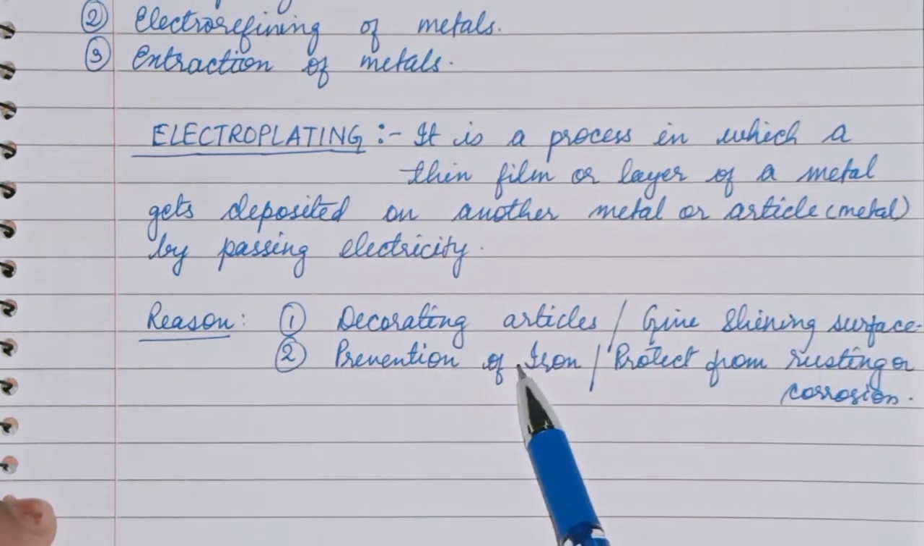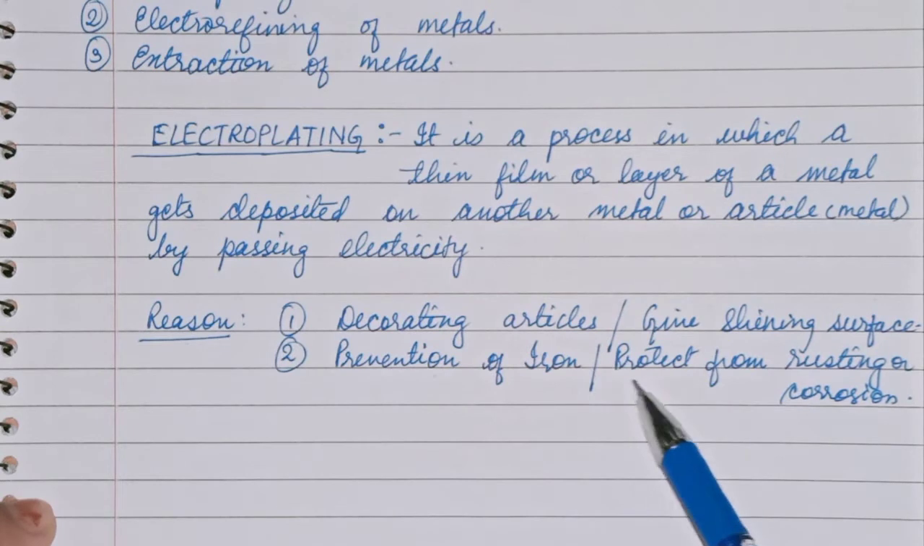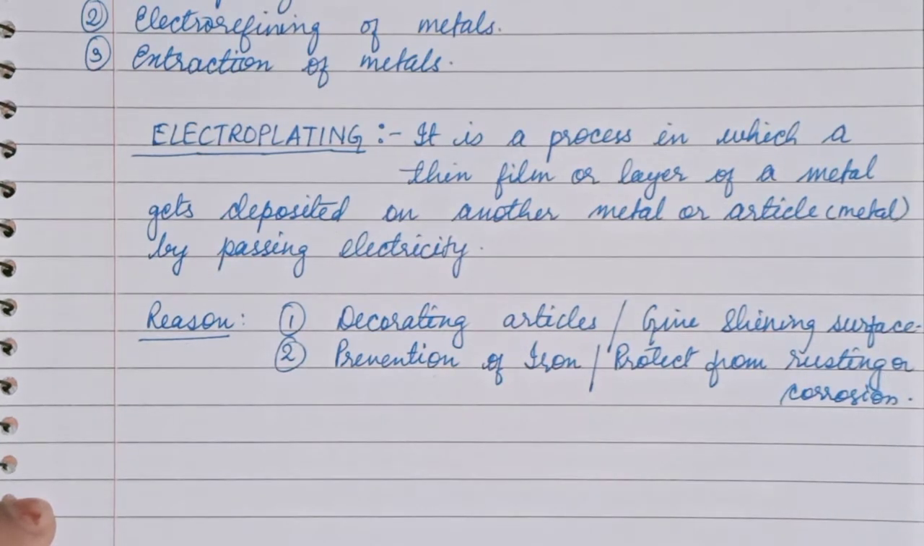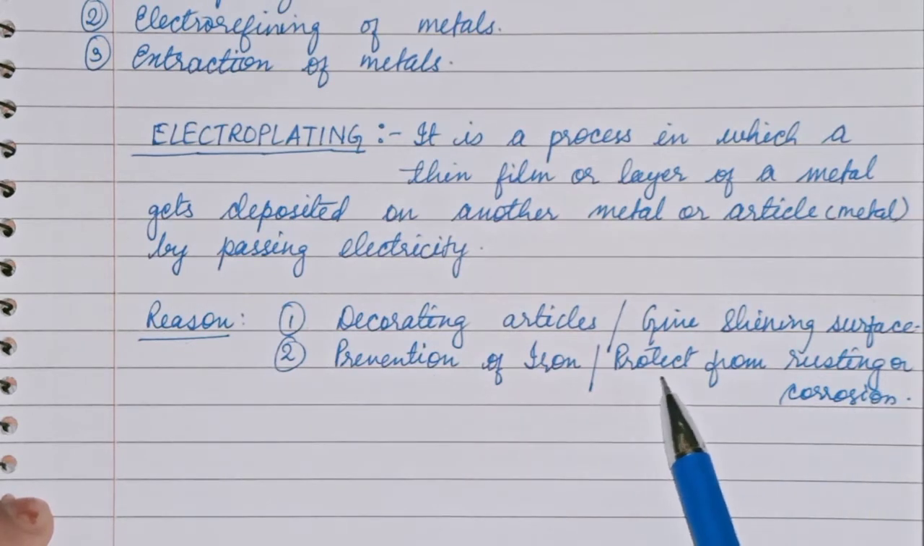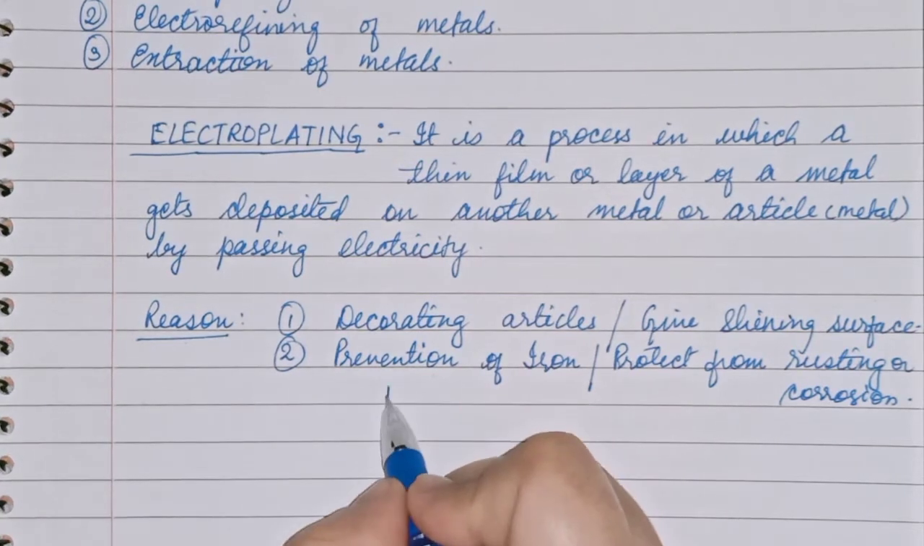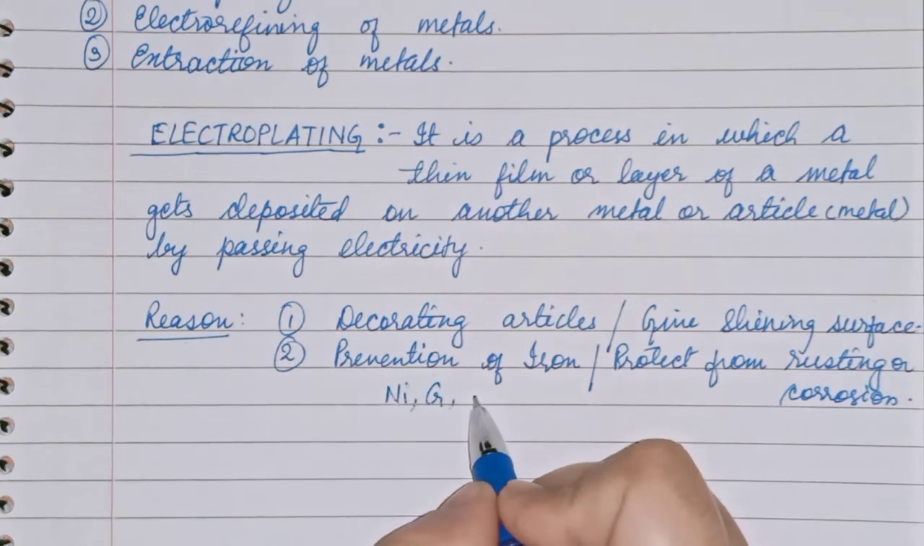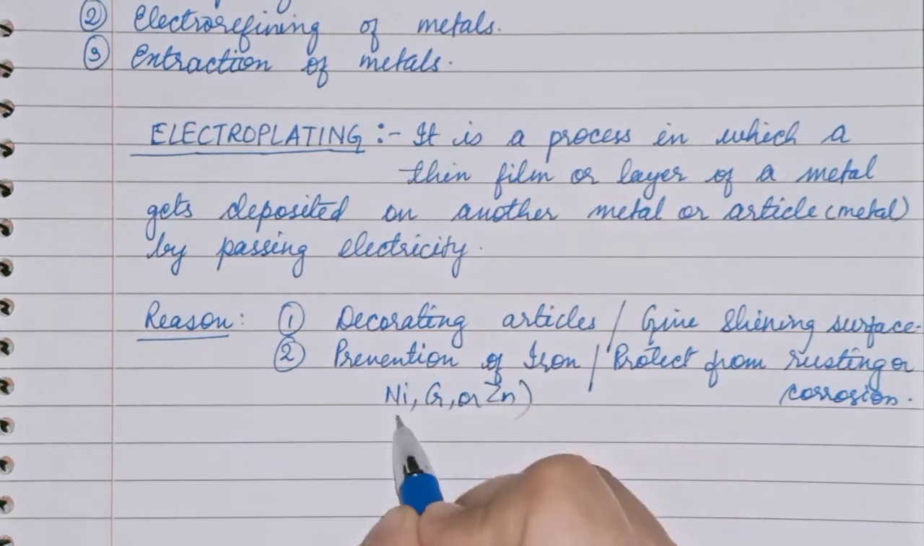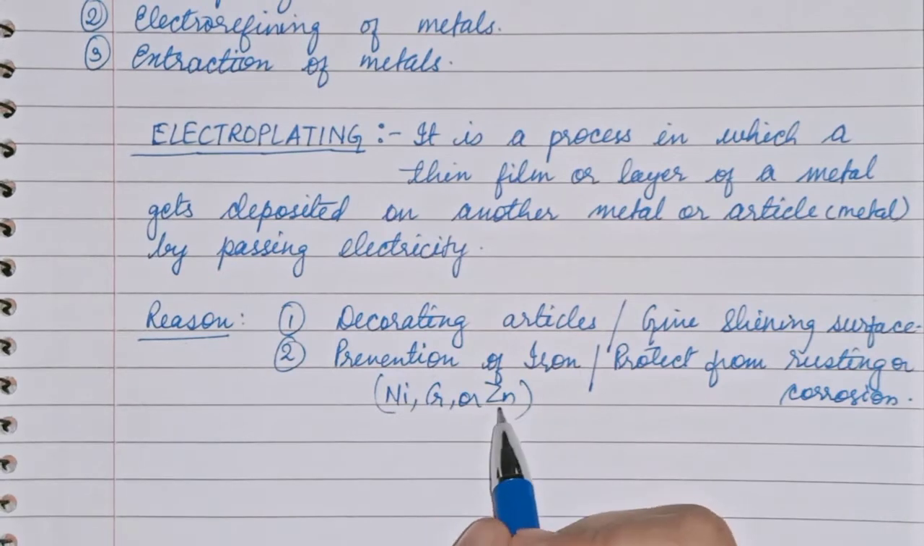Second is the prevention of rusting of iron. It protects iron from rusting or corrosion. If you are using very expensive iron tools, and they get rusted, then they will get eaten up. So to protect them from rust or corrosion, we do electroplating of iron with metals like nickel, chromium, or zinc. These metals are used for electroplating of iron.